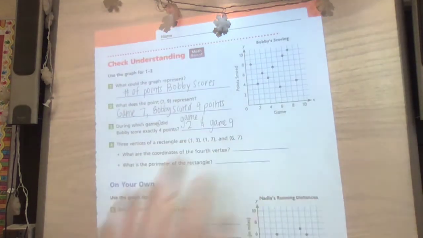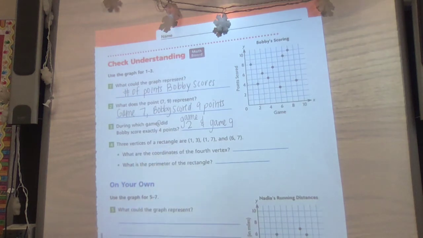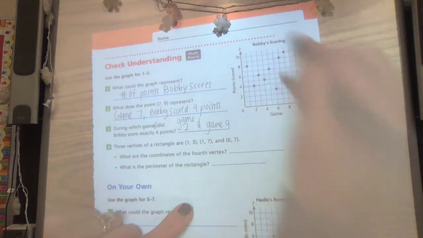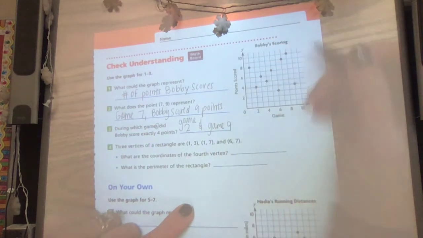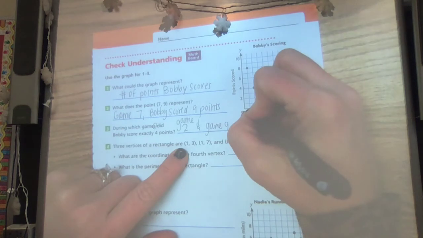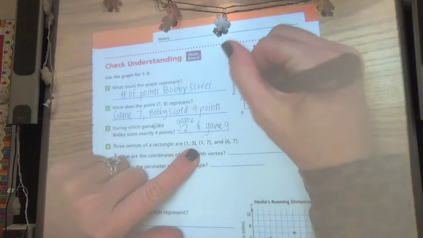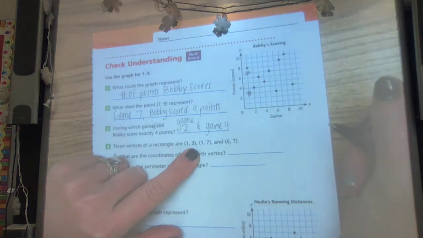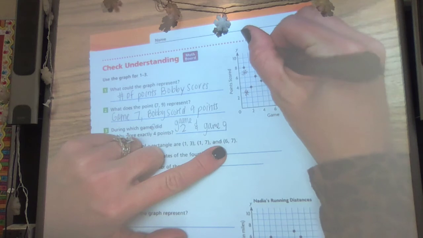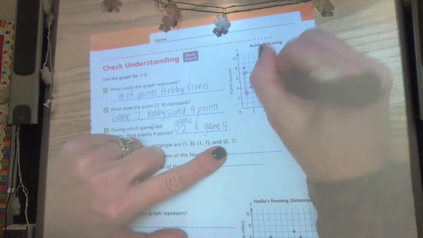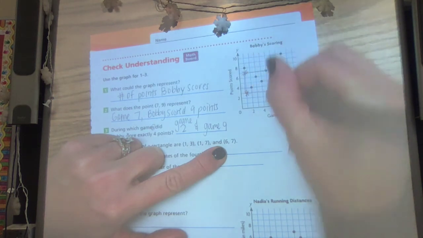All right. 3 vertices of a rectangle are 1, 3, 1, 7, and 6, 7. What are the coordinates of the 4th one, and what is that perimeter? Okay. I'm going to just draw it here on this grid since I have it right here. 1, 3, and I'm going to make them stars so they look really cool. 1, 7, 6, 7. So I know that my other one, ooh, look, they already have one, has to be 6, 3.